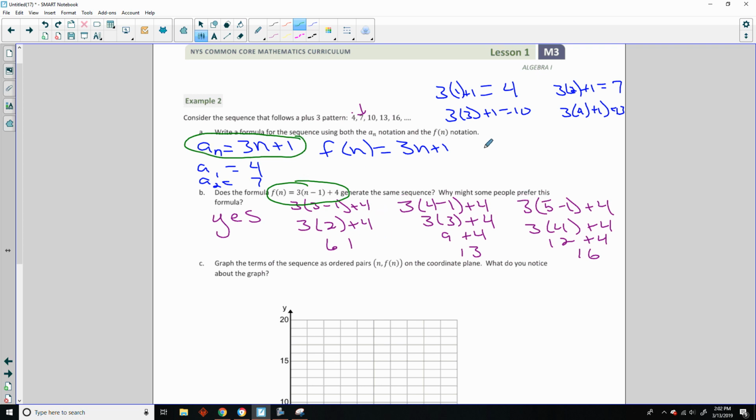Okay, so I'm going to do it right here. If I take 3 times (n minus 1) plus 4, and I distribute, I get 3n, and I get minus 3, and then I have the plus 4 following. Then the 3n stays 3n, and minus 3 plus 4 is plus 1. And that's what we had right here.